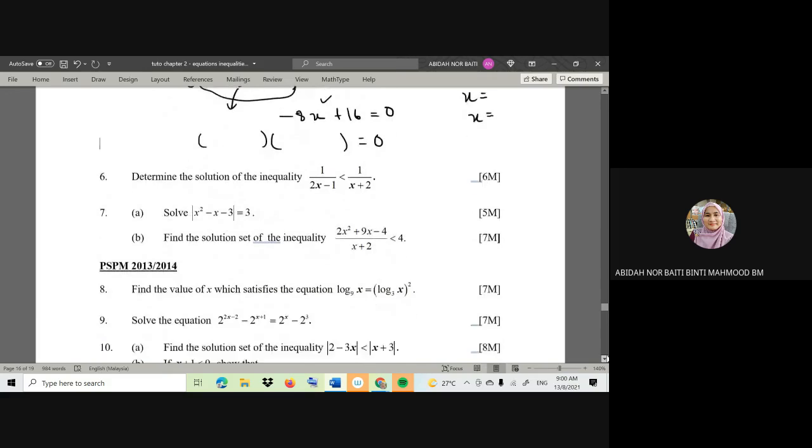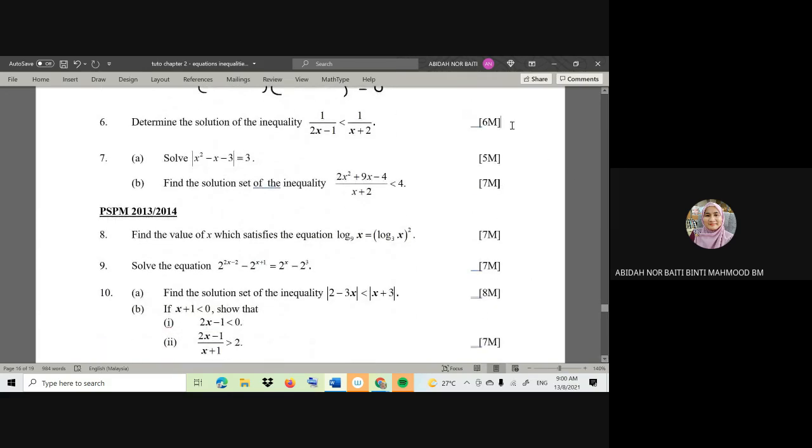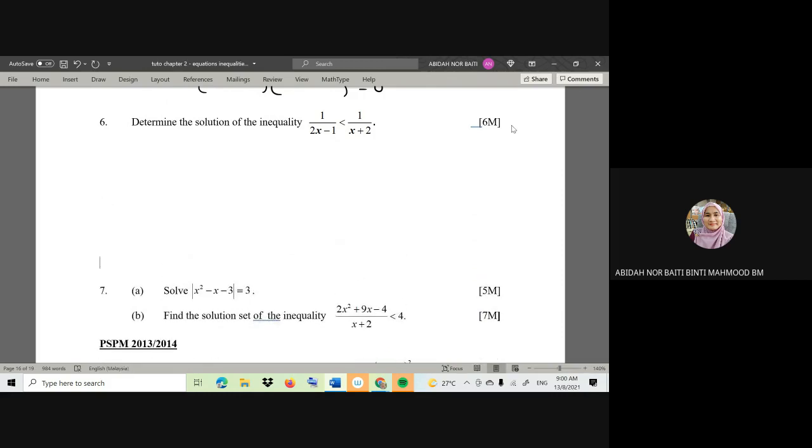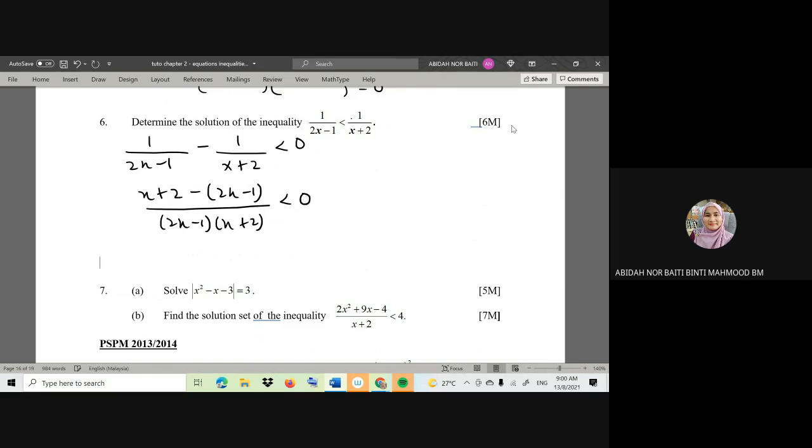Okay, now is number 6. Number 6 is rational inequalities. Okay, for rational inequalities, we rearrange. Rearrange saja. So 1 over 2x minus 1, this is positive, become negative, 1 over x plus 2, less 0. Then equalize denominator. So your denominator is 2x minus 1, x plus 2, less 0.